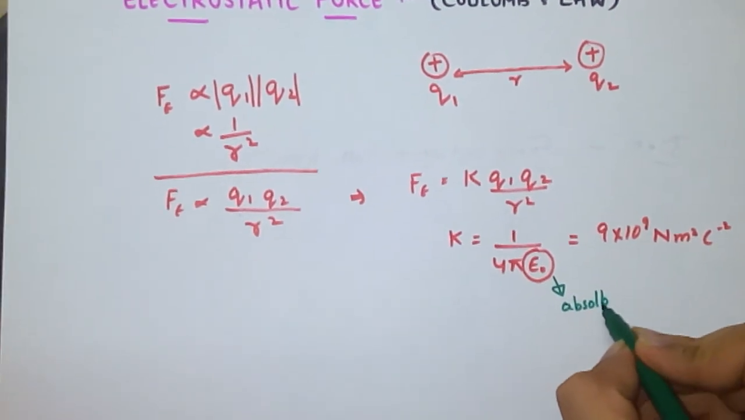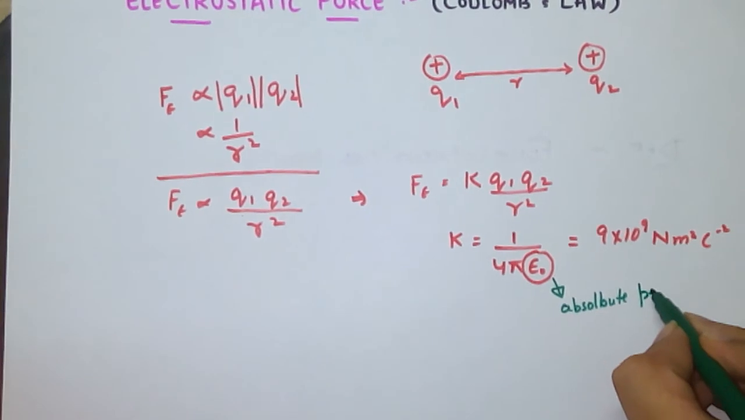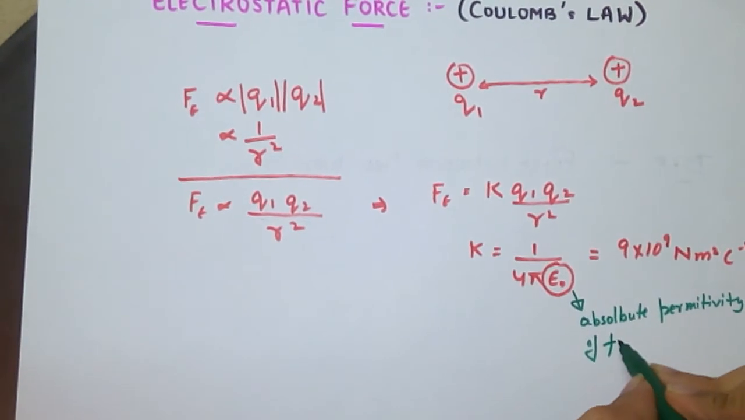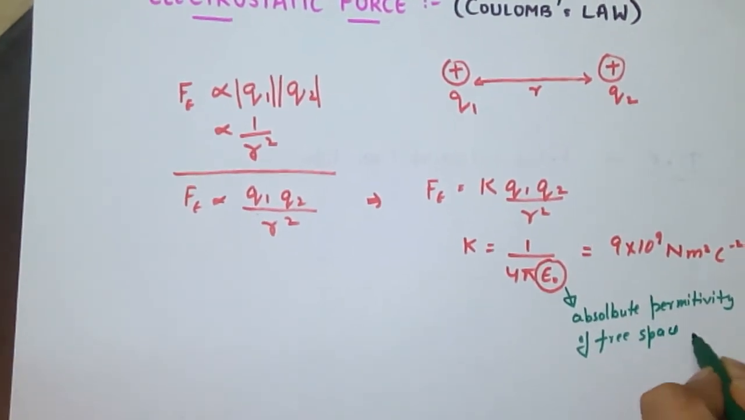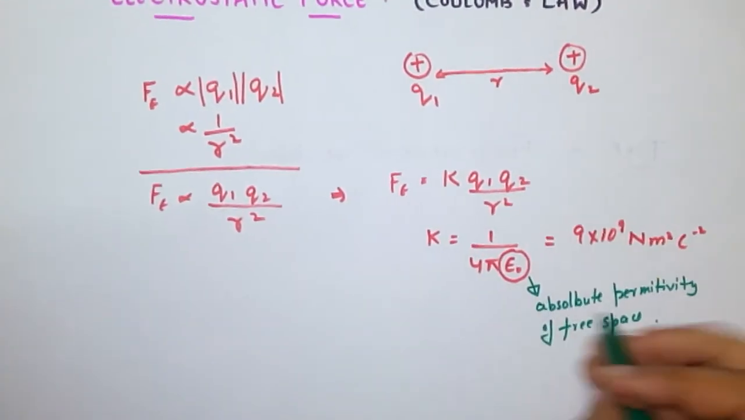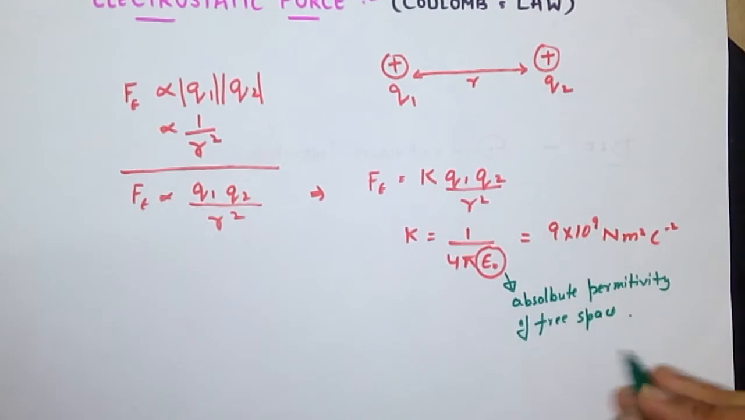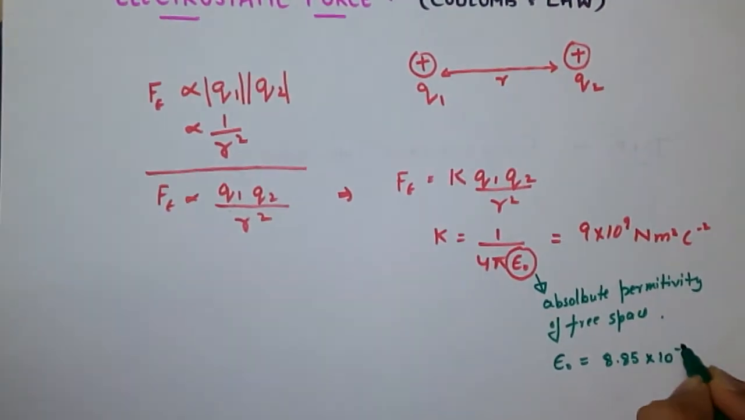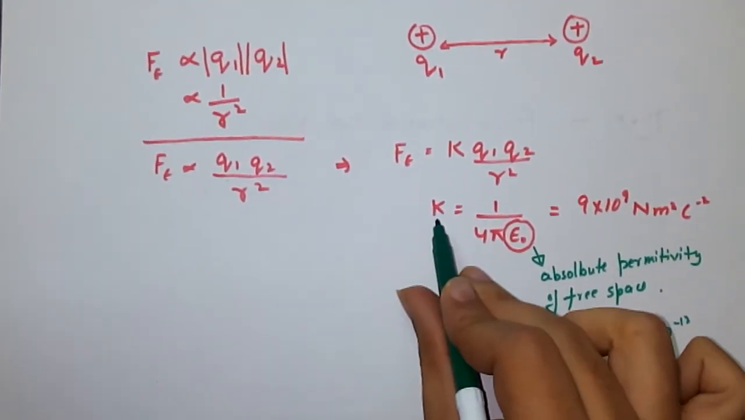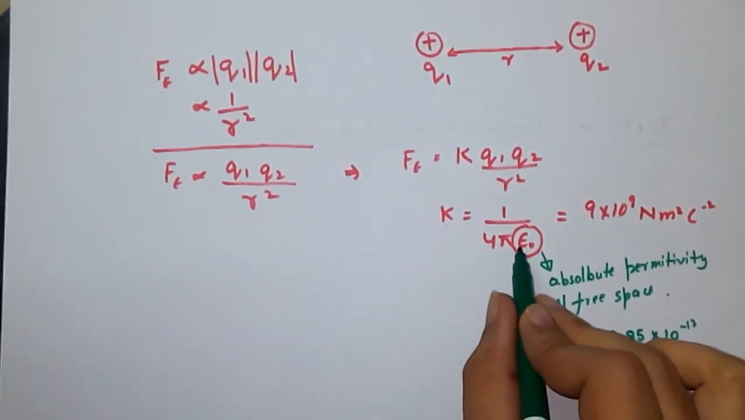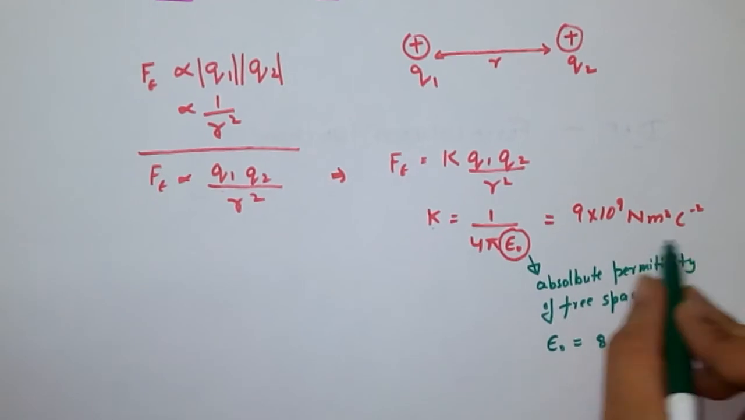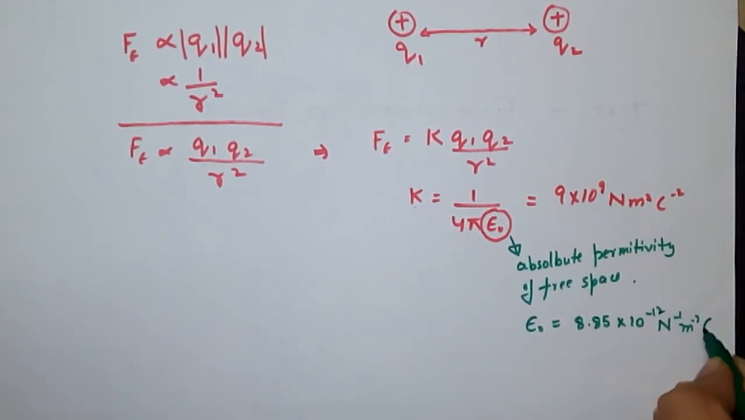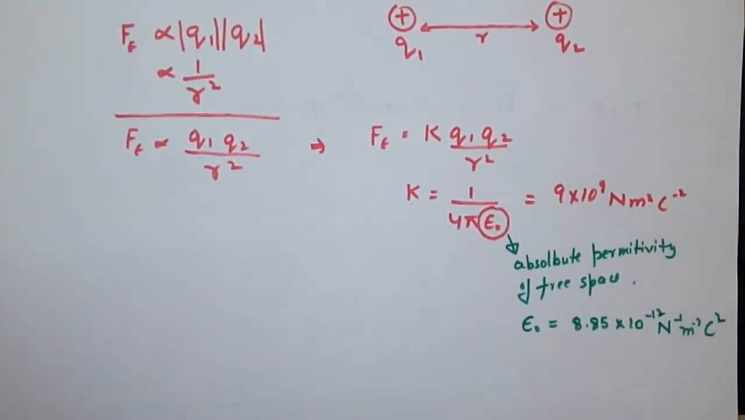absolute permittivity of free space, which defines this whole space as epsilon naught, and for the vacuum the epsilon naught is 8.85 times 10 to the minus 12. As you can see, K is inversely proportional to epsilon naught, so the units would be the inverse. So there could be Newton inverse, meter square inverse, Coulomb square over there.